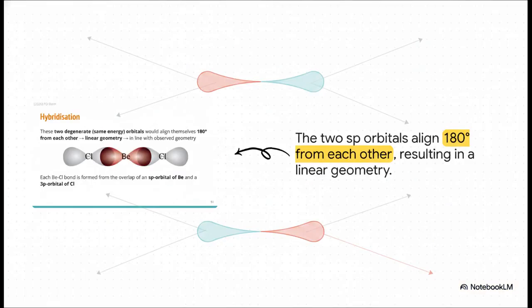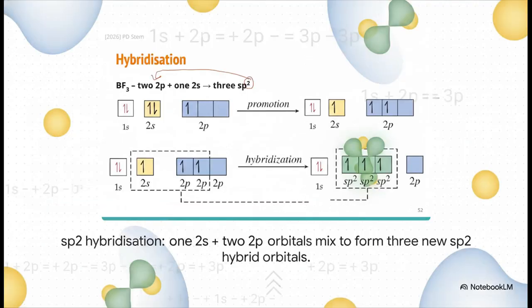So what do these 2 identical sp orbitals do? Well, electrons repel each other, so to get as far apart as possible, they just point in opposite directions. And this is the direct link between hybridization and shape. What you get is a linear geometry with a perfect 180-degree bond angle. For your exam, you need to lock this in your brain. sp = linear, period.